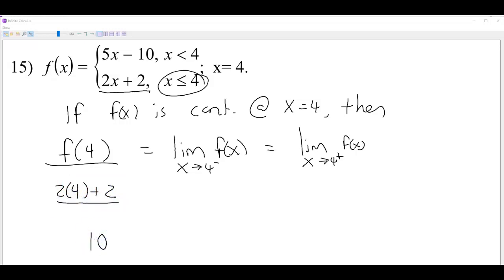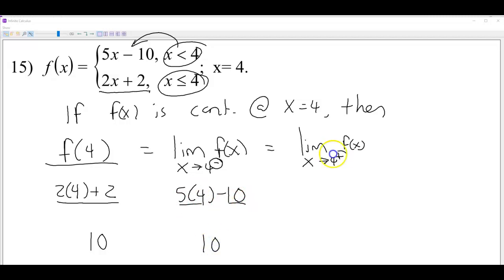Next one, we have approaching 4 from the left. That's where x is less than 4, so for that one I'll be using that piece, 5x minus 10, and once again we're plugging in 4. 20 take away 10 is 10.